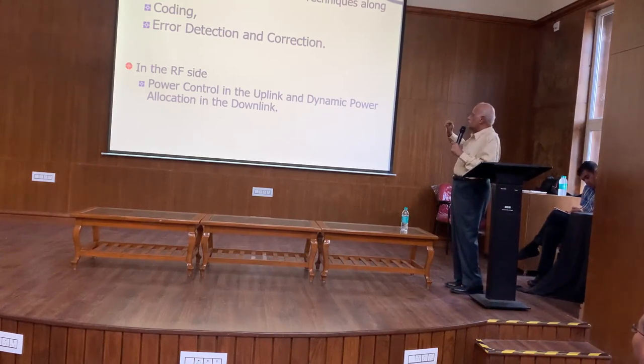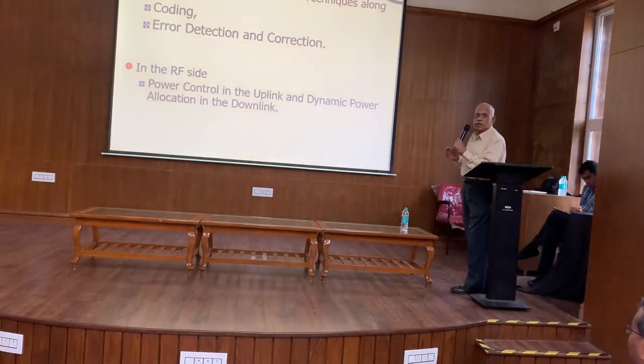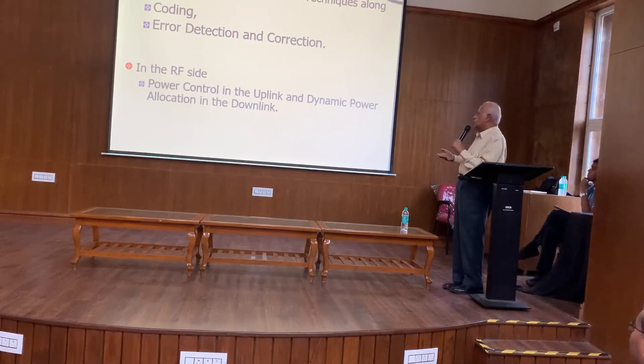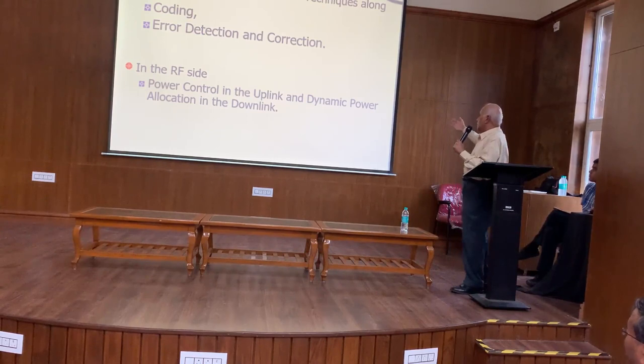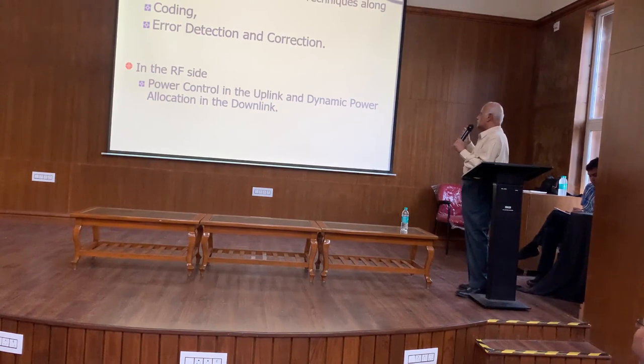At the RF end, the reliability of a link is managed by power control in the uplink. That is, whenever there is a signal reduction due to rain, automatically the rain attenuation is detected and the uplink power is raised. Similarly, with dynamic power allocation in the downlink, whenever there is an attenuation due to any reason, the onboard power is increased dynamically and the power is allocated in the downlink.